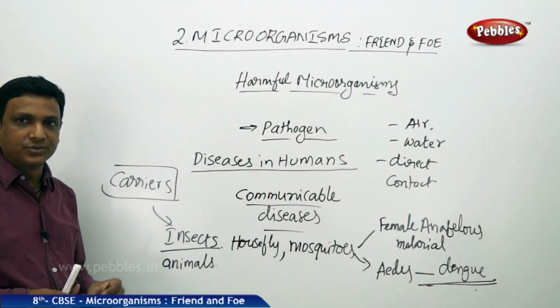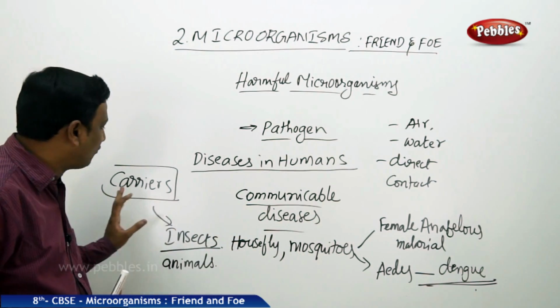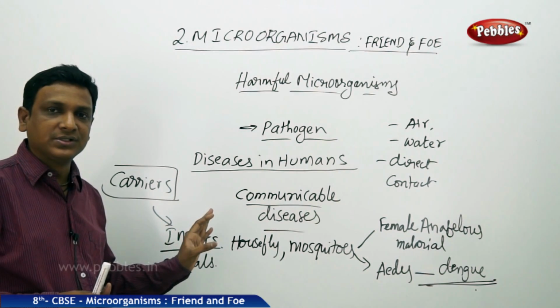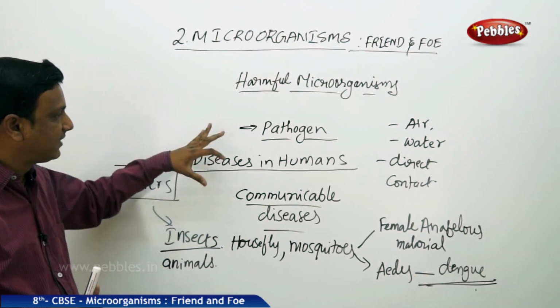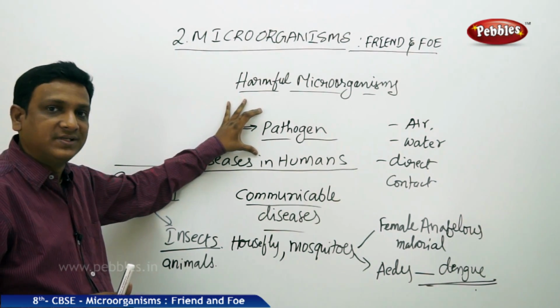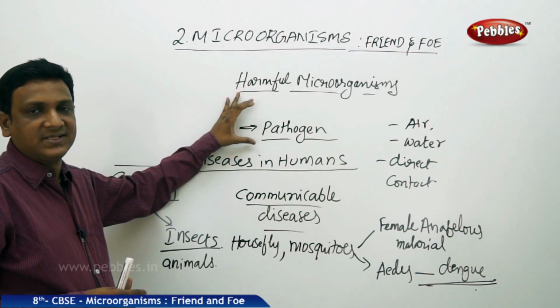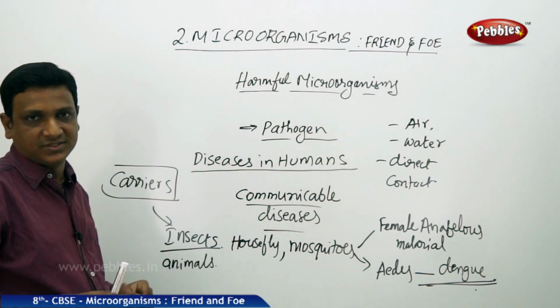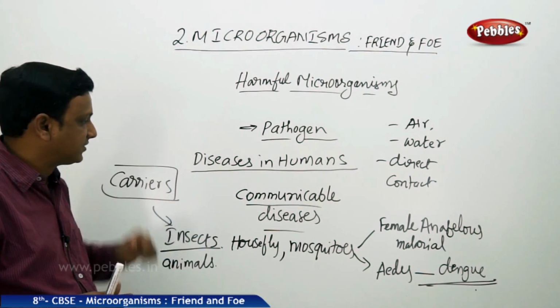the mosquito. So here, the mosquito is not the pathogen. The mosquito is a carrier of the pathogen. Mosquitoes carry the pathogen. So we know the meanings of the different terms we use here. Pathogen means the microorganisms which cause disease. That is called a pathogen. It means that not all microorganisms are pathogens. The microorganisms which cause disease are called pathogens.